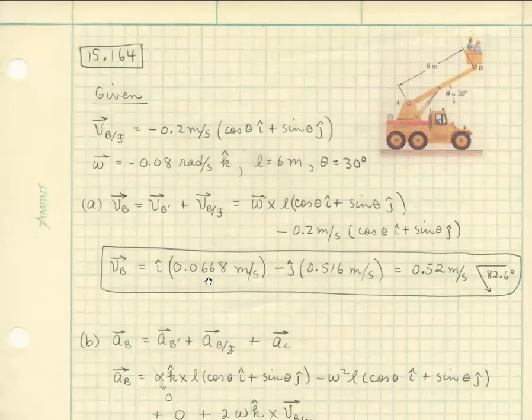And you gather your terms together and you get the i component being 0.0668 meters per second, and the j component being a negative 0.516 meters per second there. So that you get an overall magnitude of 0.52 meters per second at 82.6 degrees below the positive x-axis.